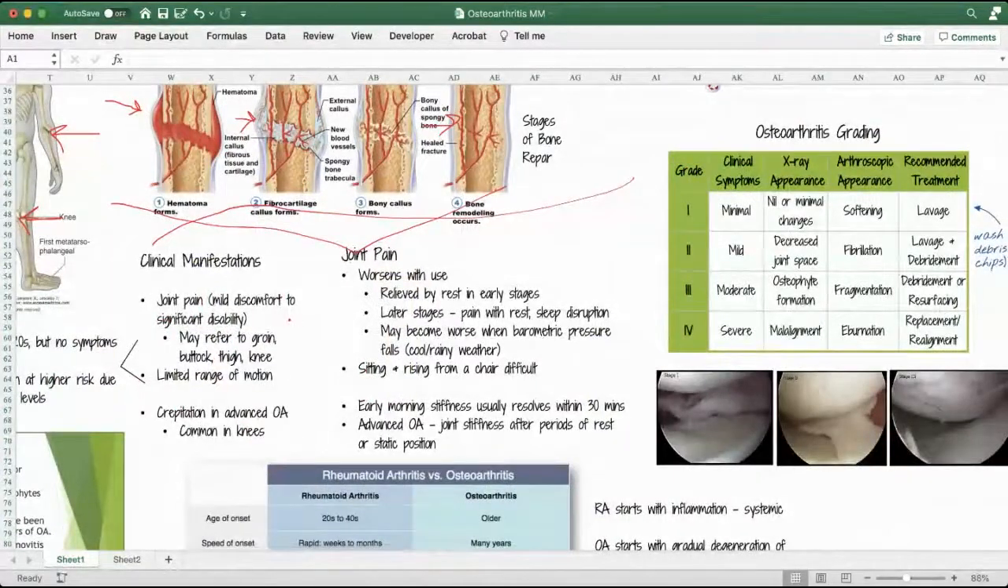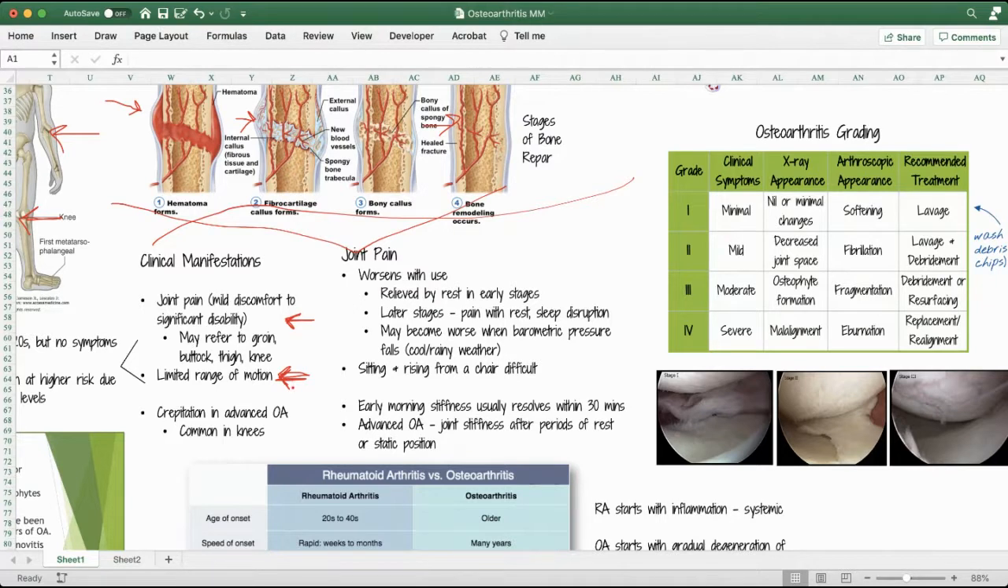So clinical manifestations are pretty obvious. You won't have any problems identifying them on a test. Obviously, you have joint pain. It can be fairly mild, and sometimes it can be very significant. I've seen people who can barely move, their pain is so bad, and this limited range of motion can really affect people's lives. Sometimes that joint pain, depending on where it is, can radiate to the groin or the butt or thigh or knee.